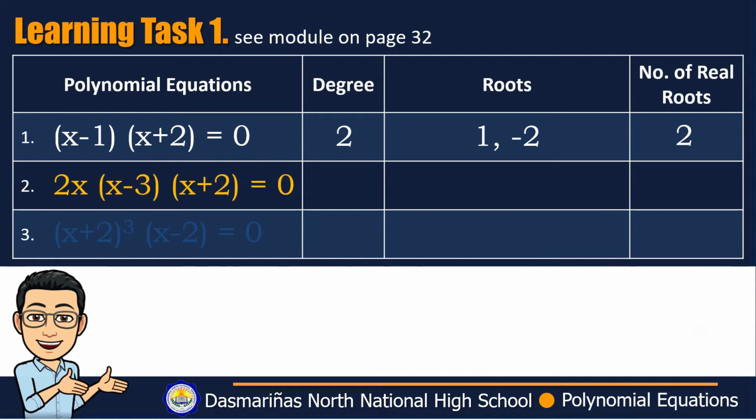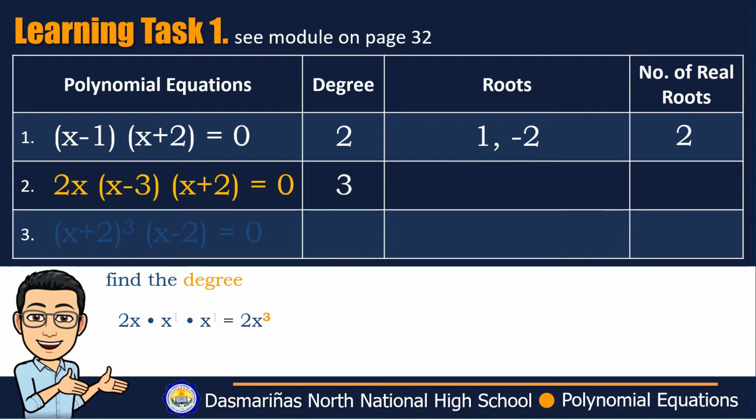Now let's resume and go to the second equation. 2x times x minus 3 times x plus 2 is equal to 0. So finding the degree, multiply all x in each factor. We have 2x times x is equal to 2x cubed. Then the degree is 3.